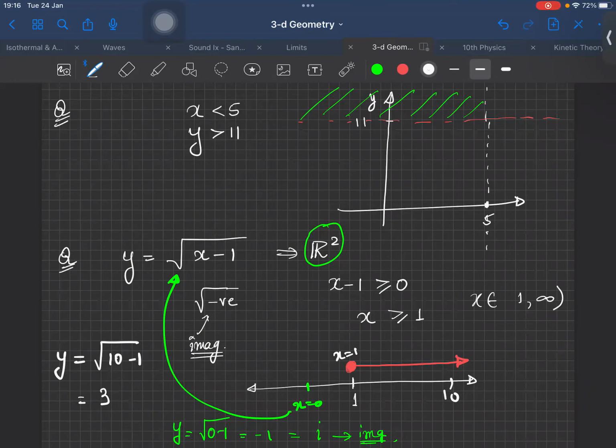Infinity will always have an open bracket because infinity is not defined. Infinity is not a number, it cannot be defined. But we are considering x, so we'll use a closed bracket here. This is called a closed bracket, and this one right here is called an open bracket. We have studied these in functions in the first chapter itself. So this is how we are going to represent x belongs to 1 to infinity.